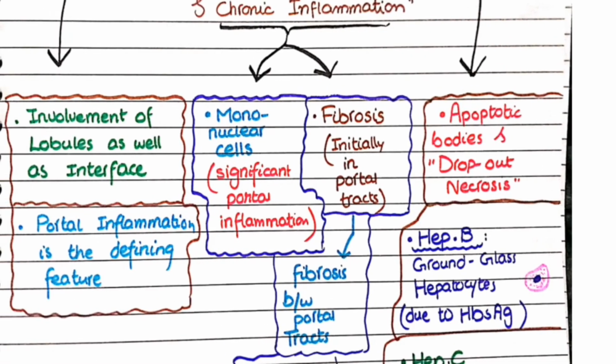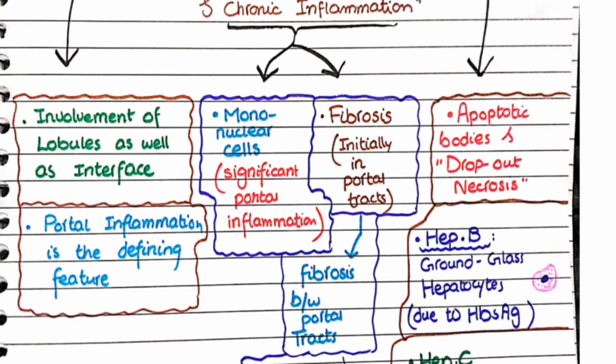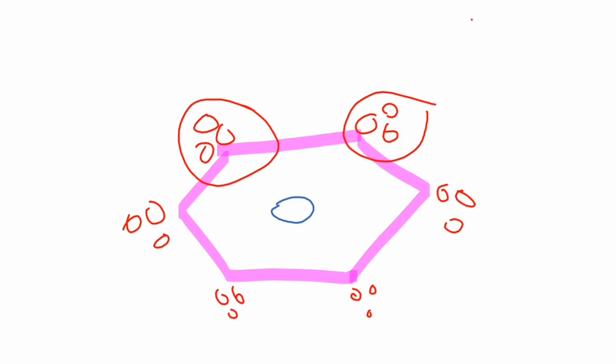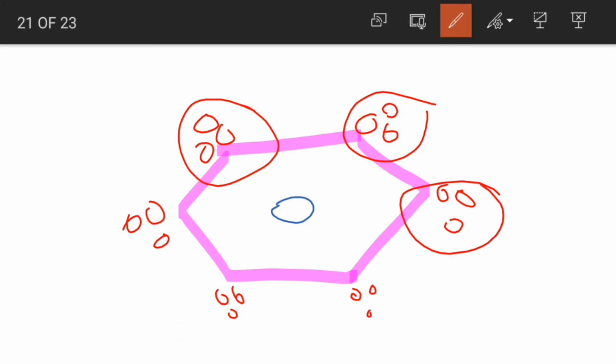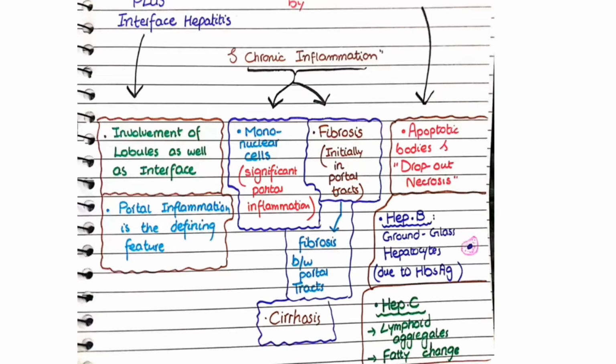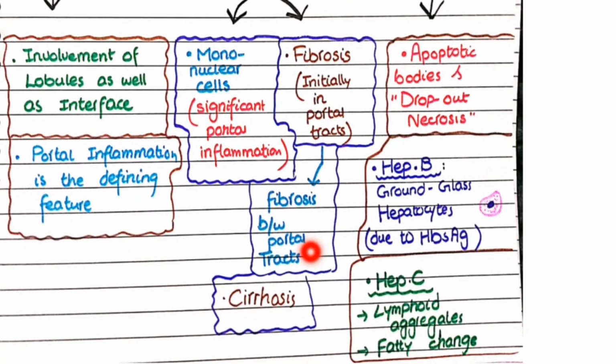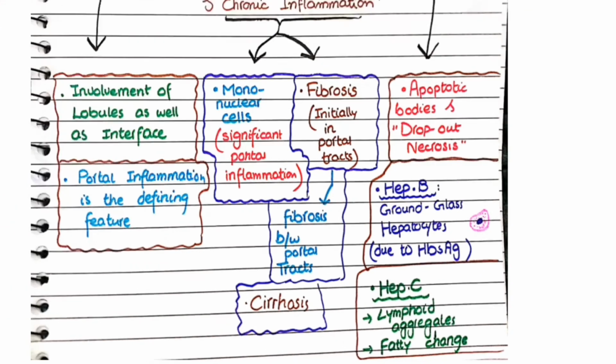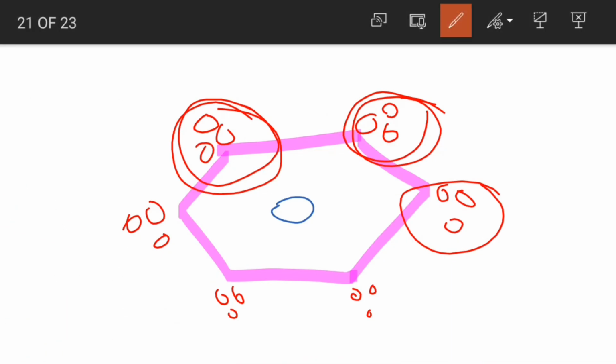Secondly, you know that all cases of chronic inflammation can cause development of fibrosis or scarring. So you also see fibrosis. Now this fibrosis is present initially in the portal tracts. So these are the portal tracts, and you can see fibrosis initially in these areas. But as the condition progresses, this fibrosis is present as a bridge between portal tracts. So this fibrosis will appear in between the adjacent portal tracts like this.